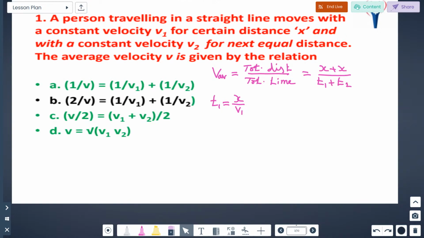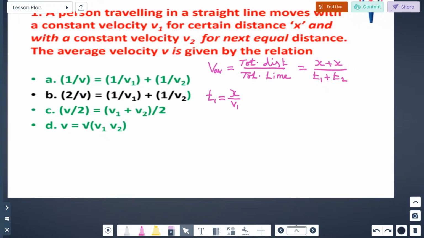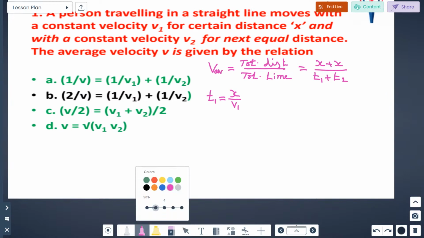A person traveling in a straight line moves with a constant velocity v1 for a certain distance x and with a constant velocity v2 for next same equal distance x. The average velocity v is given by the relation dash. Yes, B is the correct option. We know the formula v average, that is equal to total distance by total time.